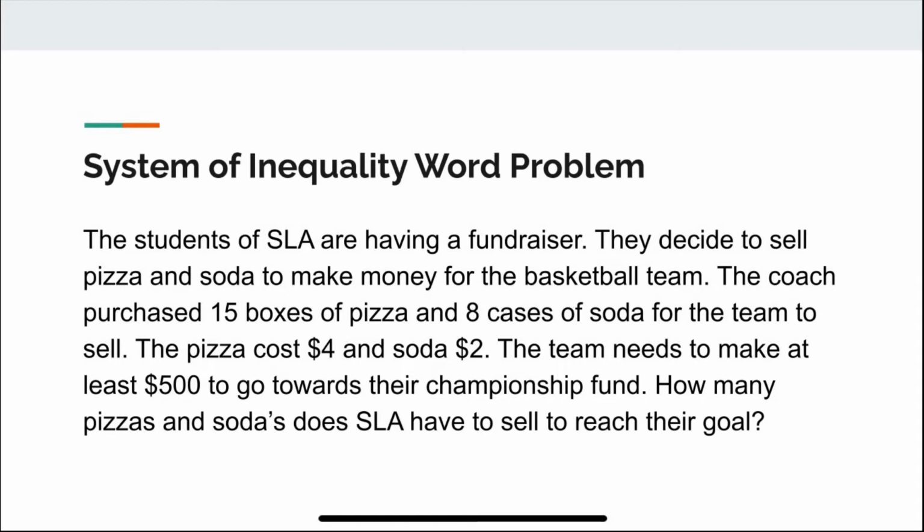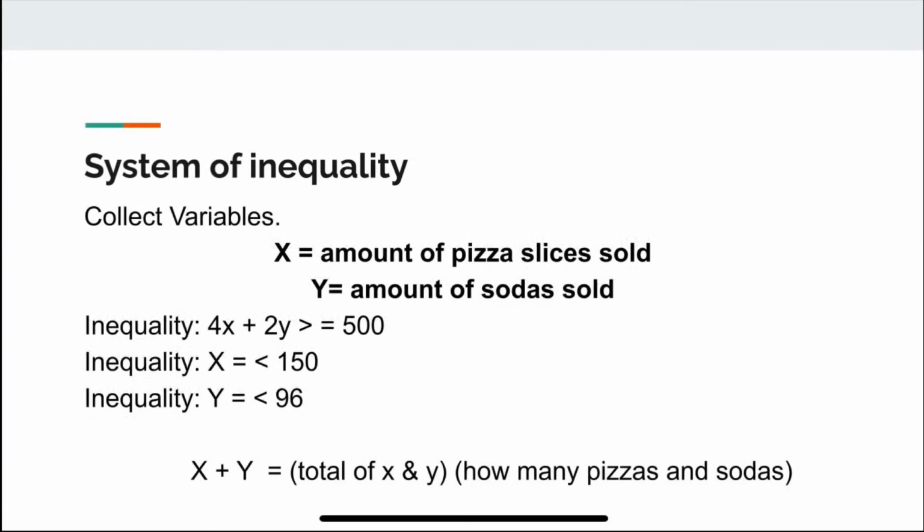The pizza costs $4 and soda costs $2. The team needs to make at least $500 to go towards their championship fund. How many pizzas and sodas does the SLA have to sell to reach their goal? Now that we have read the word problem, we must move on to step 2. To complete step 2, you must collect your variables.